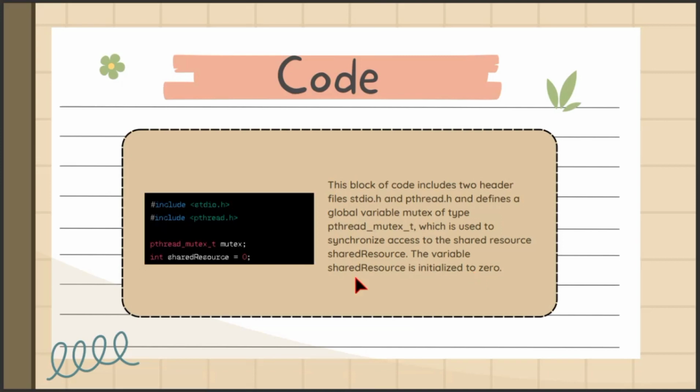So this code snippet sets up a program that includes the header files stdio.h and pthread.h, and this defines a global variable named mutex of type pthread_mutex_t, which is used to synchronize access to a shared resource called shared_resource. Next.